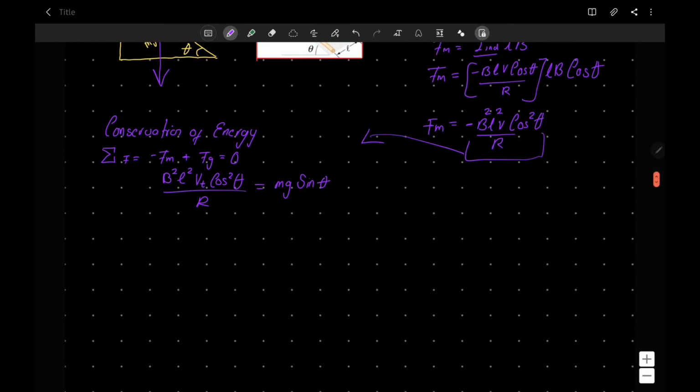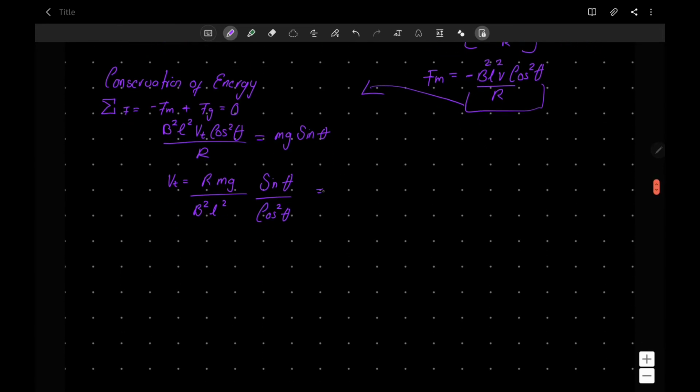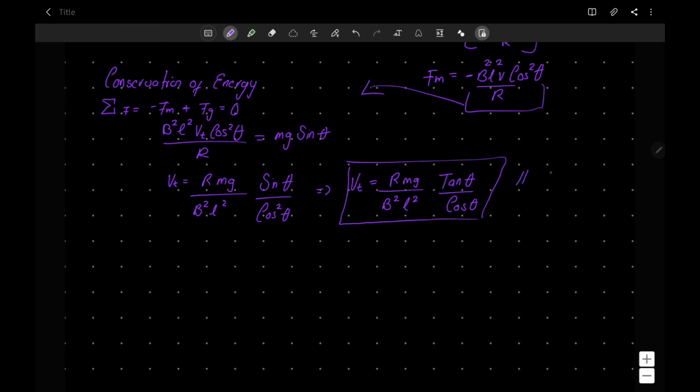Okay, so let's find the equation for v_t. Using R mg and trigonometry, over B squared L squared, sine theta over cosine squared of theta. Simplifying, we have that the terminal speed is mg R over B squared L squared, times tangent theta over cosine theta, right? And that's the equation that represents the terminal velocity, the constant velocity, where the magnetic force is equal to the gravitational force.